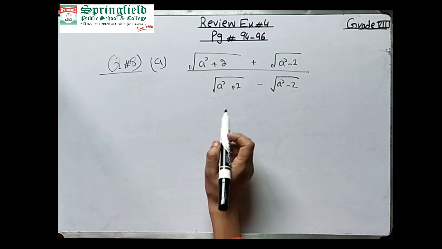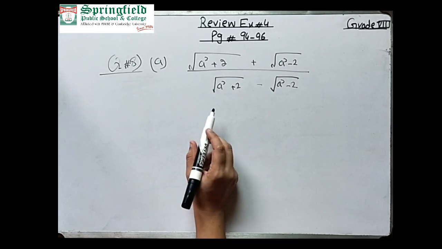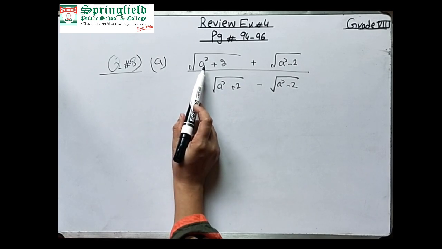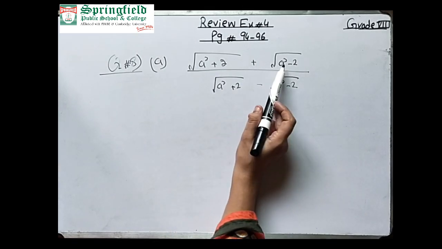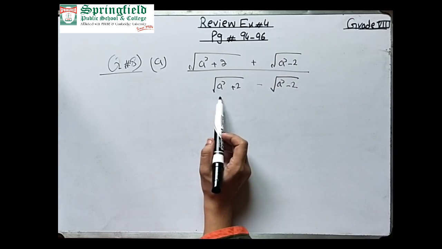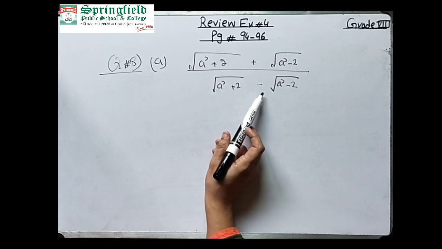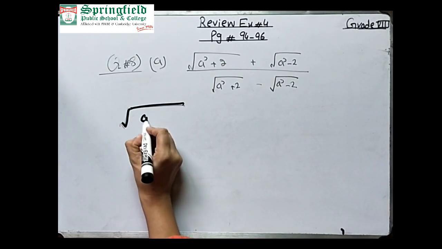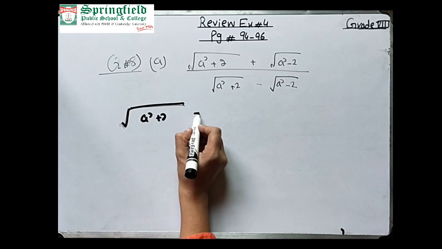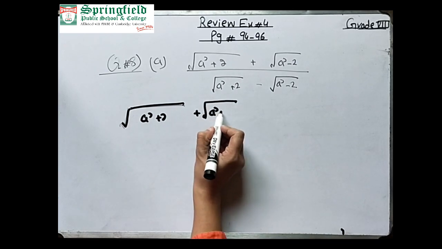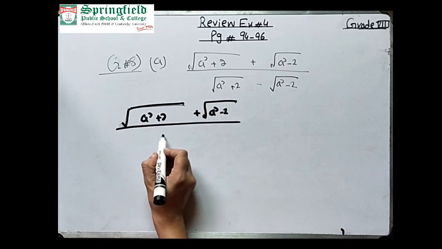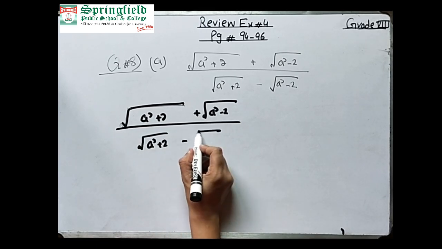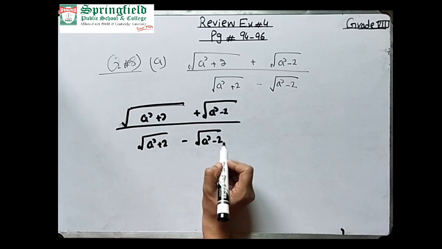They are saying to simplify this question, and I will do only one part. So the first part is this one. Now how can we solve this question? The numerator is under root a square plus 2 plus under root a square minus 2, and in the denominator, under root a square plus 2 minus under root a square minus 2.